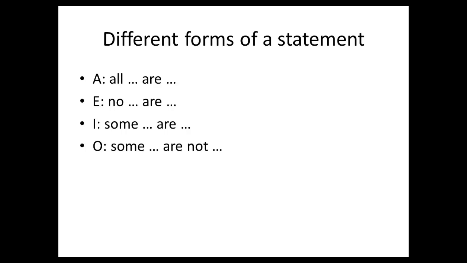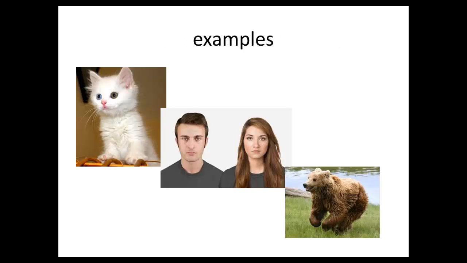All blank are blank, no blank are blank, some blank are blank, or some blank are not blank. For example, all cats are animals is of the form A. Some humans are not blue is of the form O. And no bears lay eggs is of the form E.